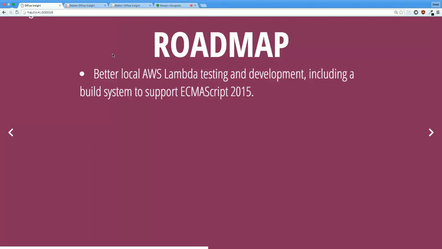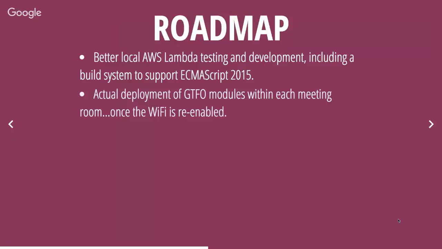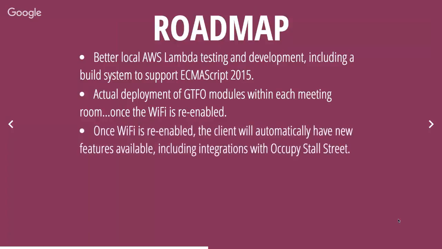Just a quick roadmap. So we have a few more features and ideas planned. Better local AWS Lambda testing and development, including a build system. Actual deployment of GTFO modules within each meeting room once we actually get Wi-Fi, whenever that happens. When that does happen, the client will automatically have some of those new features I showed you enabled. They're ready to go. They're just disabled because we don't have the modules hooked up.